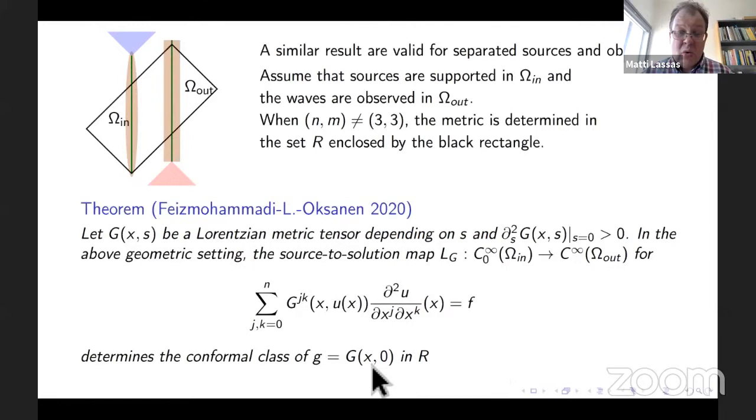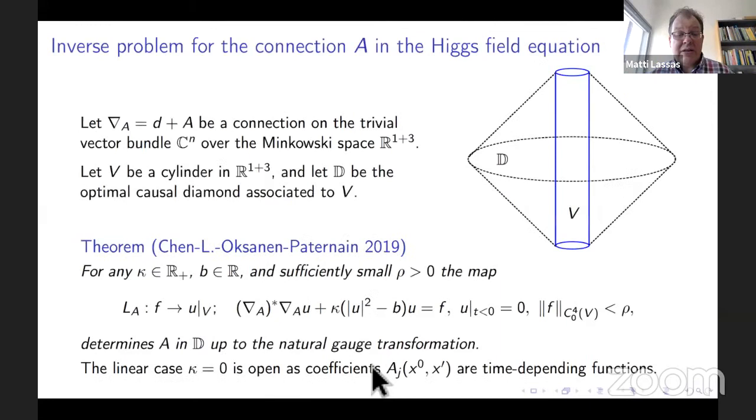So where did these results originate? We had earlier results with Chen, Oksanen, and Paternain, where we used this interaction of three waves to do imaging of the lower order terms of the equation. We considered the reconstruction of the connection in the Higgs field equation. In the Higgs field equation, we have this type of connection that is the sum of the derivatives plus a matrix A. And here we have this type of linear wave equation with a connection term, plus a nonlinear potential term that comes from the Mexican hat potential of the Higgs field.